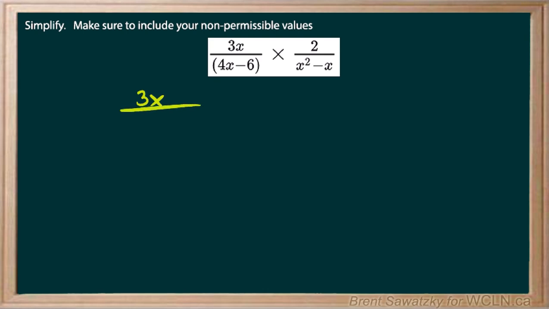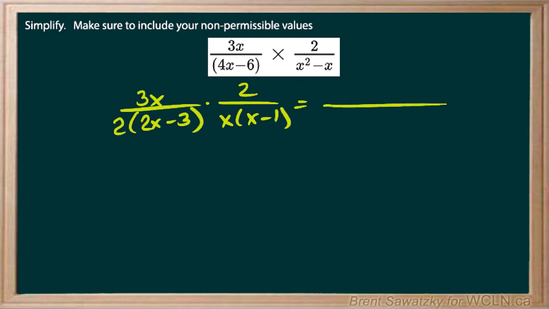So we could pull a 2 out of there, and we're left with 2x minus 3. And on the right part, we have our 2 by itself. We could pull out an x out of that and be left with x minus 1. And so from a simplifying point of view, we recognize that we can cancel 2's, which is nice. We also recognize that we can cancel the x's.